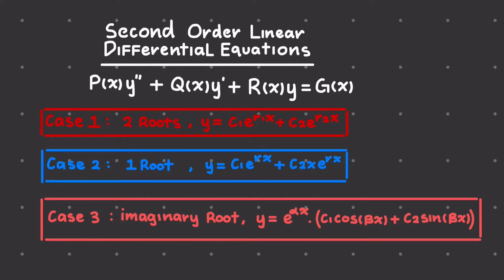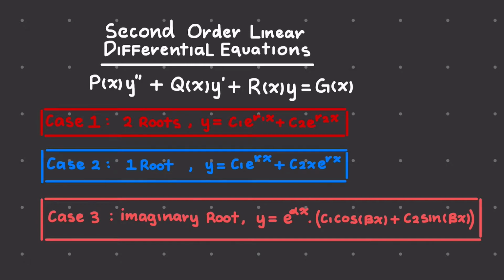The first case is where your second order ODE has two roots, and the general solution for two roots is y equals C1 times e to the R1 x, the first root times x, plus C2 times e to the R2 x, the second root times x. For case number 2, your second order ODE only has one root, and the general solution for one root is y equals C1 e to the Rx plus C2 times x times e to the Rx.